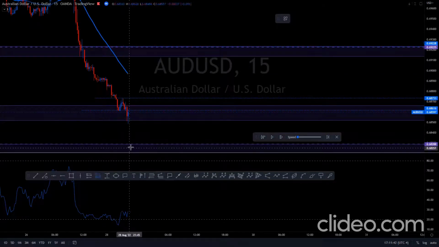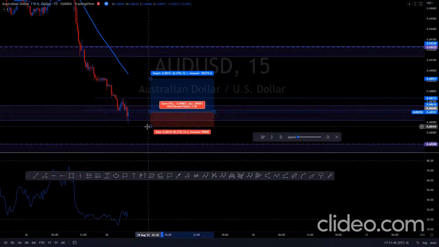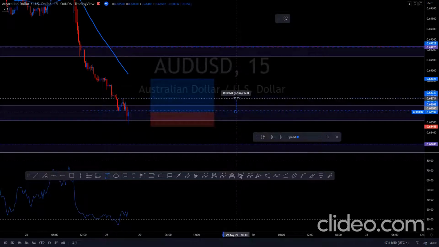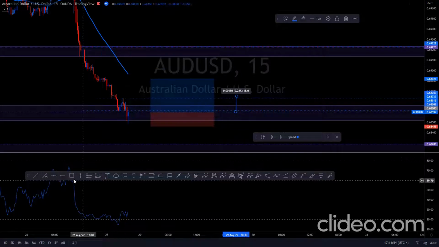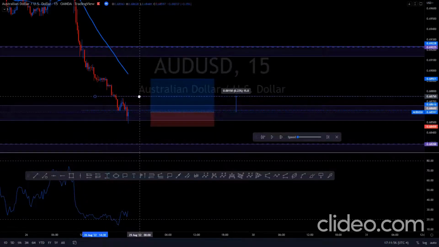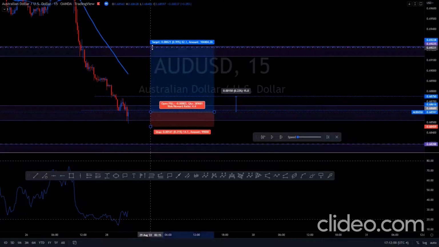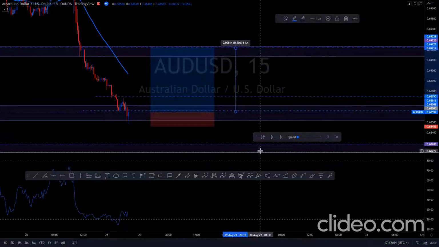So price started pushing up to here. So then I'm looking to get 15 pips here. So I'll just move this up to here. Then ultimately target all this liquidity up here, like we talked about before. All right, so let's see what happens.